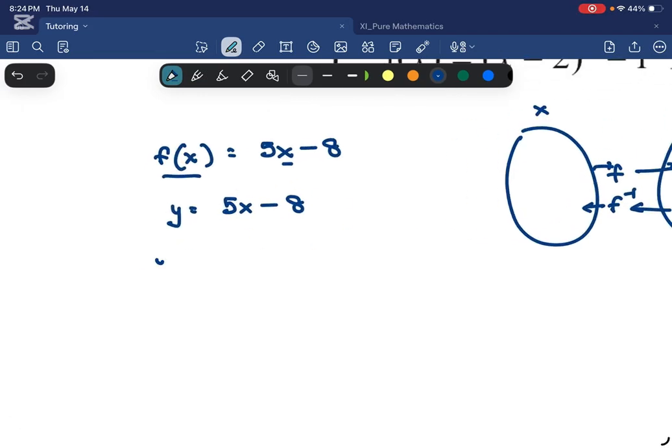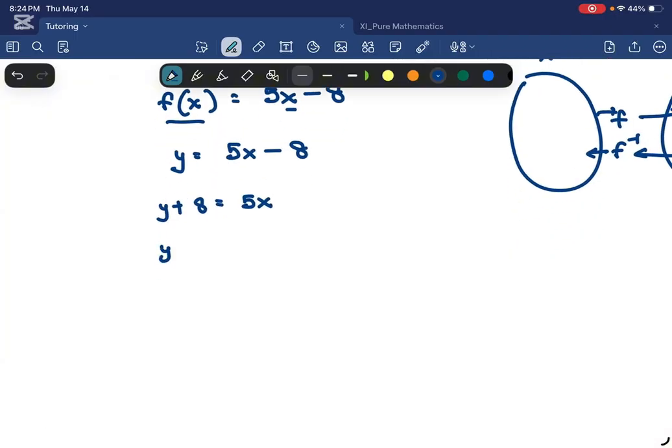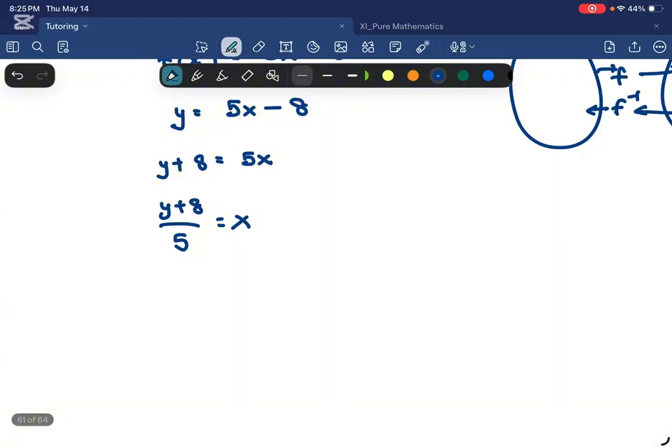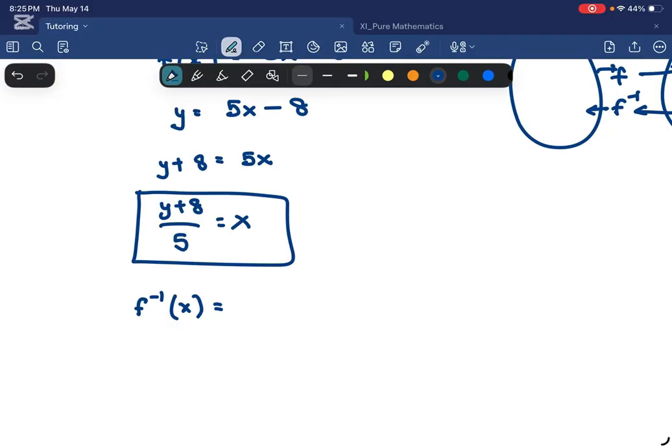To do so, I can add 8 on both sides. That is 5x. And then I can divide by 5. And now, what I want to do is write f inverse. So now that I've done this, x I want to write as f inverse of x, right? And y is just x, so x is (y plus 8) over 5. So when you write your final answer, you want to switch your variables. So you want to write it as f inverse of x is equal to (x plus 8) by 5.